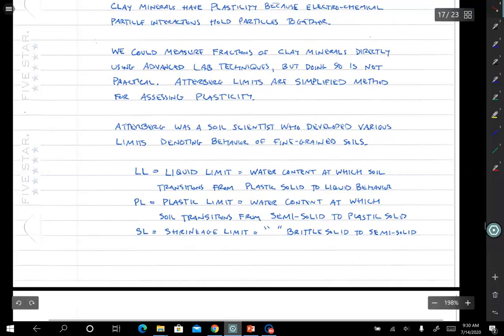Okay, and then there's another limit, the shrinkage limit, which is the transition from a brittle solid to a semi-solid. So it's even drier than the plastic limit. We don't use the shrinkage limit to classify soil, so we won't talk about it further here.